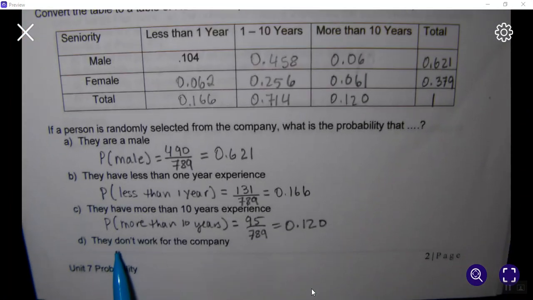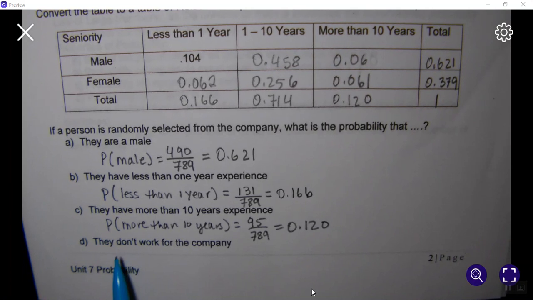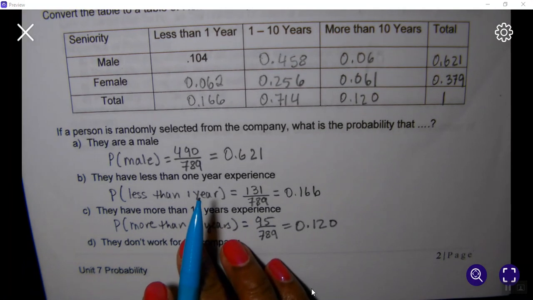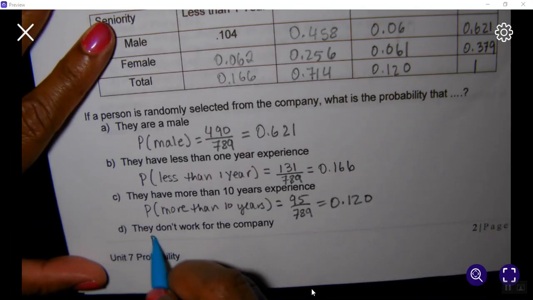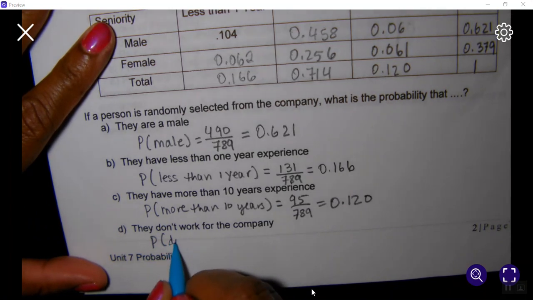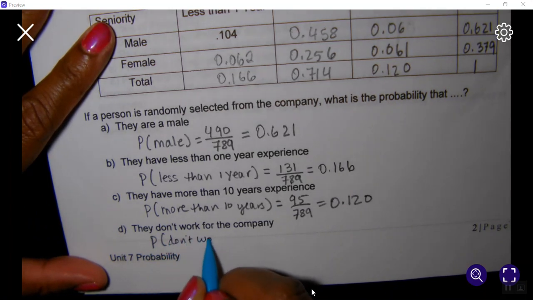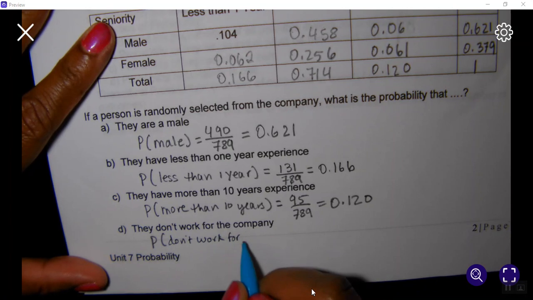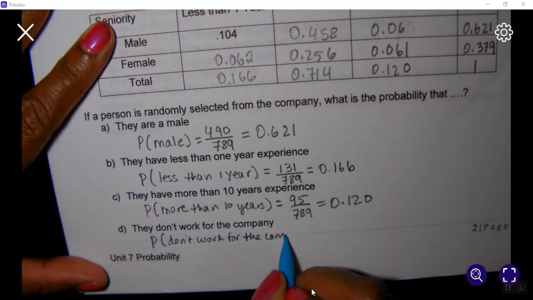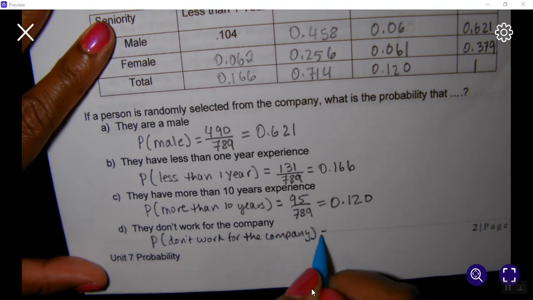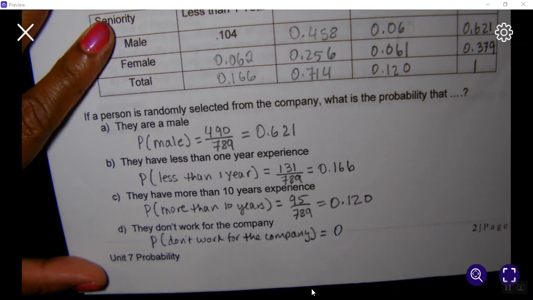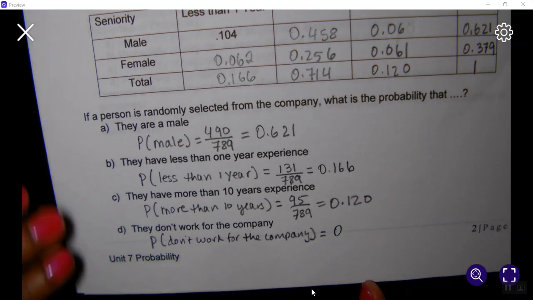What is the probability that they don't work for the company? Well, they didn't really talk to anybody who doesn't work for the company. So the probability that they don't work for the company is equal to 0. So they all work for the company, I think.